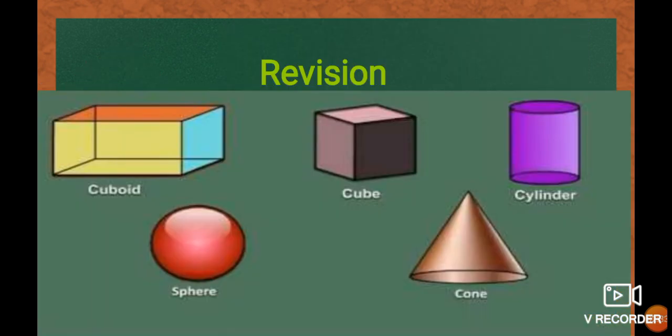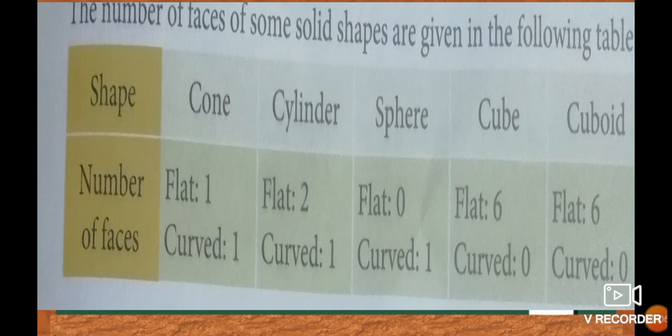So there is nothing left in our chapter. This session is mainly for revision only. So let us find out. We have learned 3D shapes, or you can say solid shapes, right? How many solid shapes have we learned? Cuboid, cube, cylinder, sphere, cone. So 5 3D shapes we have learned in this chapter. Now let us revise their properties.